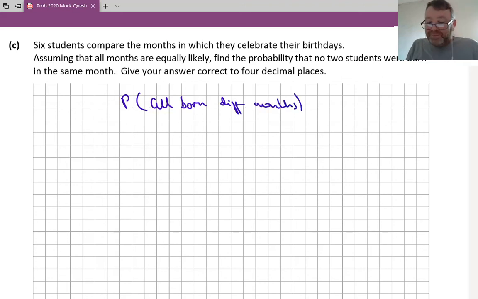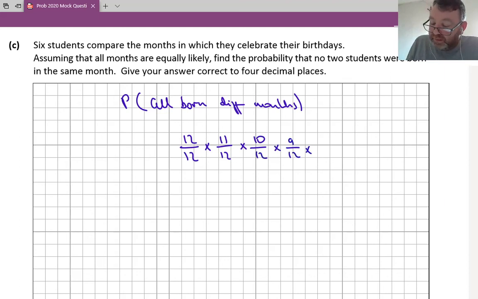Okay, so how many people are there? Six people. The first person can be born on any one of the 12 out of the 12 months. Okay, and the next person then, if they're not going to be born on that, can be born on any of the remaining 11 out of 12. The next person can be born on any, get the idea, 10 out of 12, 9 out of 12, 8 out of 12. How many people, is there six? 1, 2, 3, 4, 5. And then 7 out of 12.